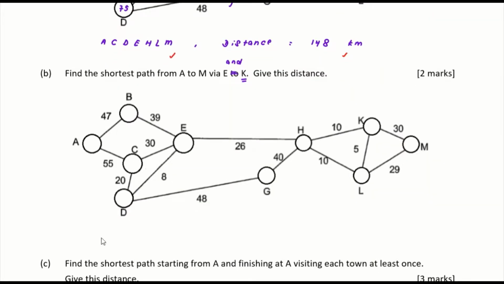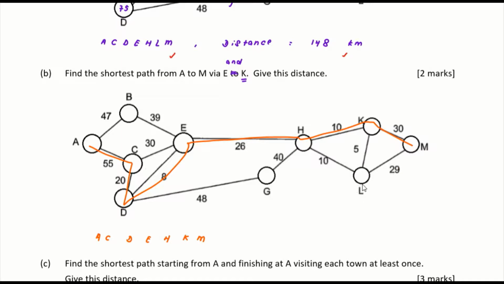So your answer here should be A, C, D, E, and then H, K, M. Alright, so in this case, you are passing through like here. So A, C, D, E, and H, then K, M. Okay, so just now in part A, you were doing this way. So now we are going here. So for this question you don't really need to redo everything.